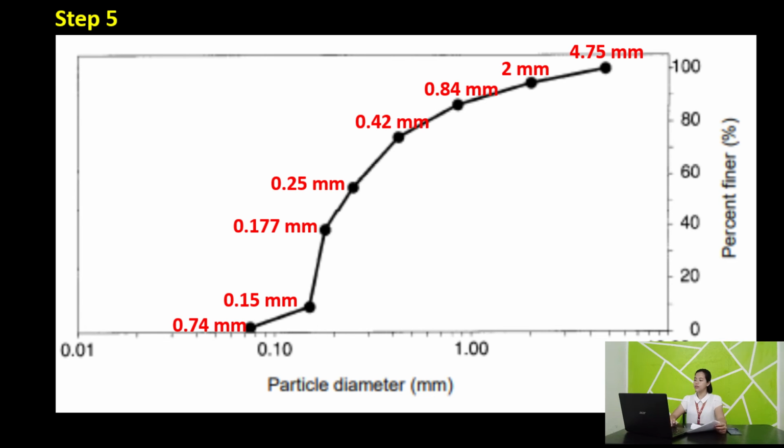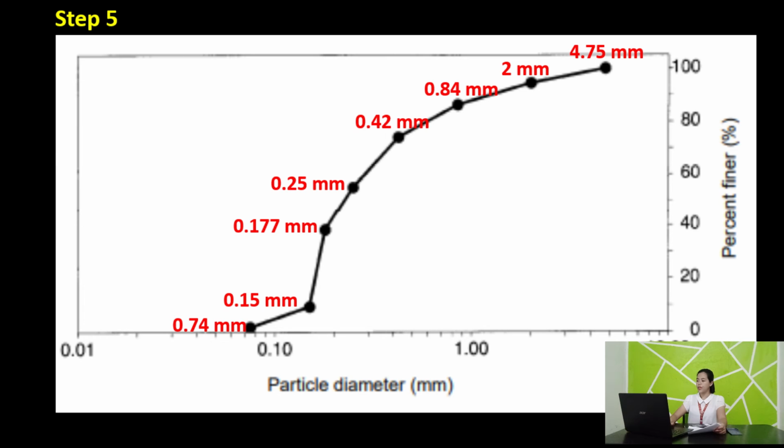Samantalang diri sa pikas, mao na siya ang atong y-axis, mao na siya ang percent finer. So, kung tan-awon nato sa table before, sa 0, iyang percent finer is 100. So, diri sa 4.75, natungtong siya sa 100. Ang sieve number 10, nga particle nga 2 mm, iyang percent finer is 94.51.